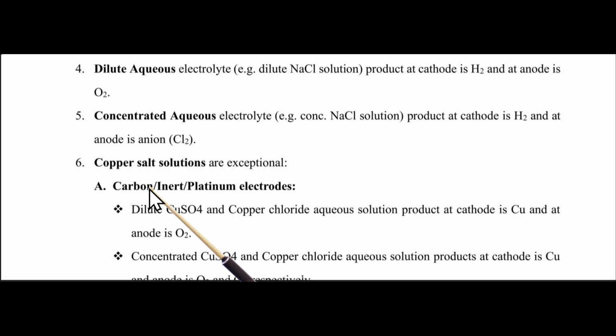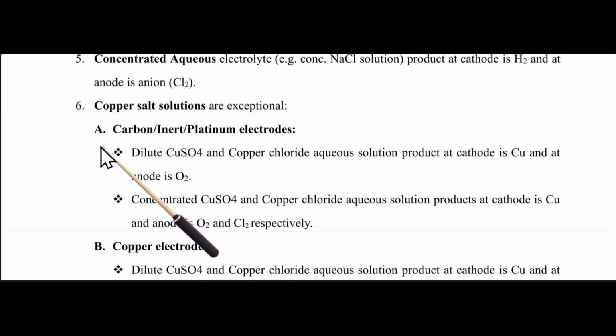If the electrodes are carbon, inert, or platinum electrodes, and you have a solution like dilute copper sulfate or copper chloride, an aqueous solution, then whenever there is copper, you will never get hydrogen gas at the cathode. You will always get copper. You have to remember, whenever you see copper, even if it is a dilute or a concentrated solution, you will always get copper at the cathode, not hydrogen.